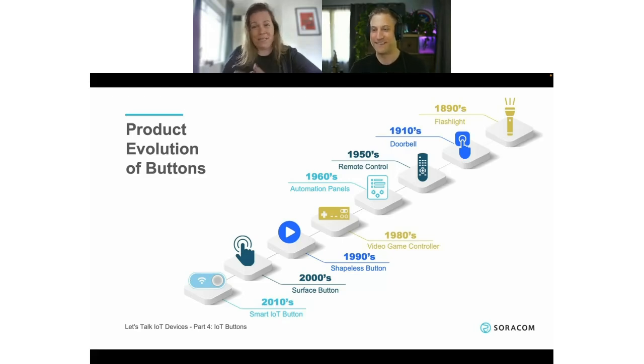Actually, the first everyday product with a button that appeared was around 1890, and that was the flashlight. Then, about 20 years later, we got the doorbells. Until then, people were just simply knocking on the door. And then, with radio buttons, remote controls, which actually gave people the control over powering and controlling the different machines. We also got automation panels as the industry certainly evolved.